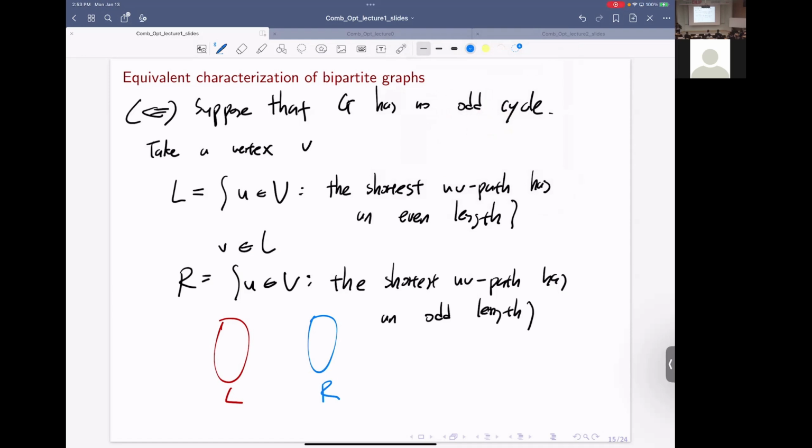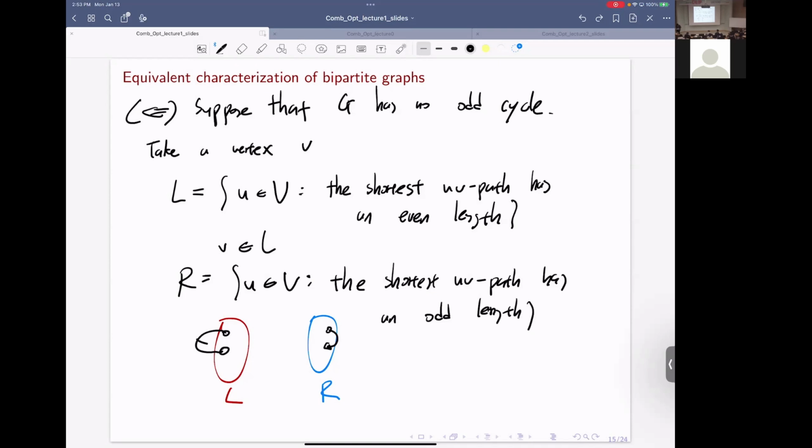Okay. To show that this graph is bipartite, what you need to argue is that there's no edge between two vertices in R, nor two vertices in L. I want to argue that there's no edge between any two vertices from the same side. This is true for the following reason.